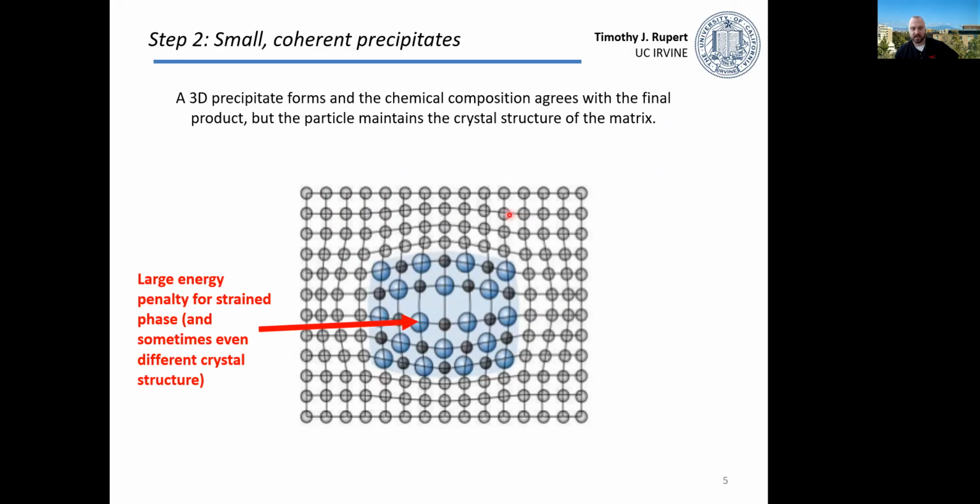So what happens is you have a large energy penalty for having a strained phase and sometimes even not having the right crystal structure that your material wants, but you only have a small energy penalty because you have a coherent interface, okay? So the blue is a generally good thing, the red here is a bad thing.